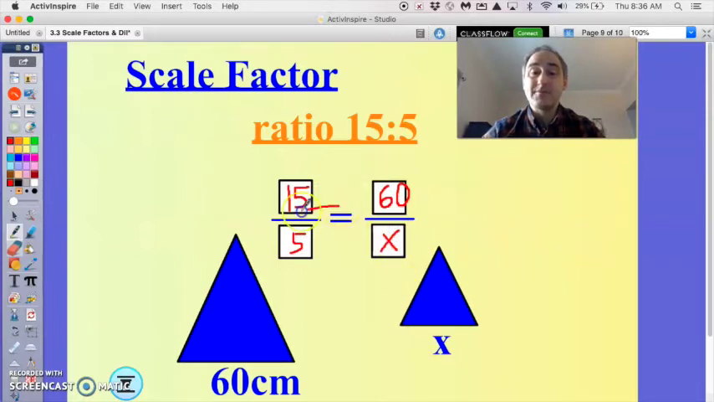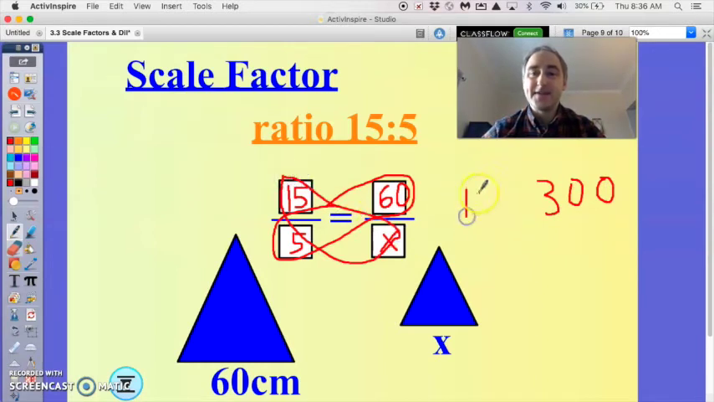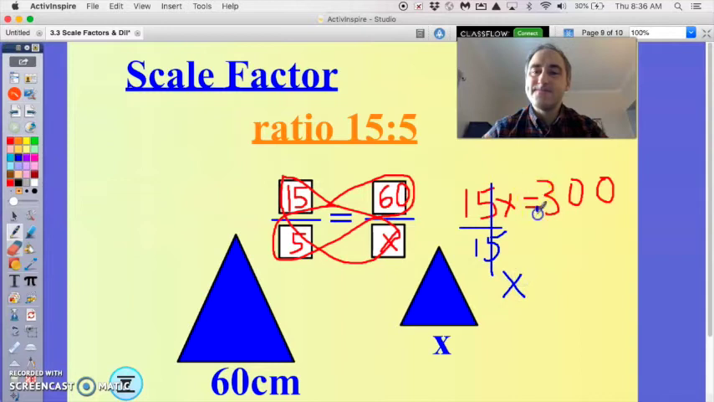So then we'll cross multiply. 5 times 60 is 300. And 15 times x is 15x. Now we've been solving these for a long time, so I'm sure you know what to do next. We have to get x alone. So we're going to divide both sides by 15. That cancels the 15 here. We bring the x down.